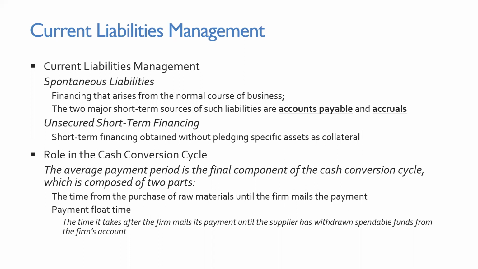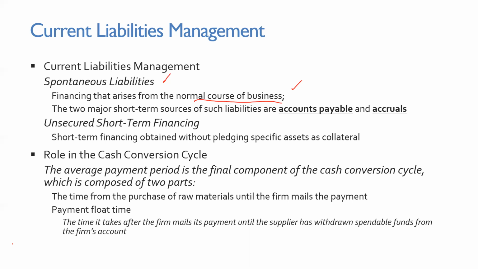In terms of current liabilities management, there are two usual sources of current liabilities in businesses. The first one is spontaneous liabilities. When we talk about spontaneous liabilities, these are usually unplanned liabilities. That's why it's called spontaneous. These are financing that arises from the normal course of business. It is not something that is planned in advance, but it's part of the day-to-day operations of a company. Meaning, these liabilities need to be incurred if you want to operate on a day-to-day basis.